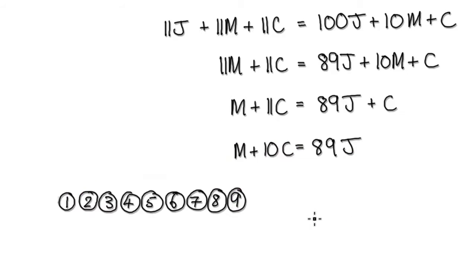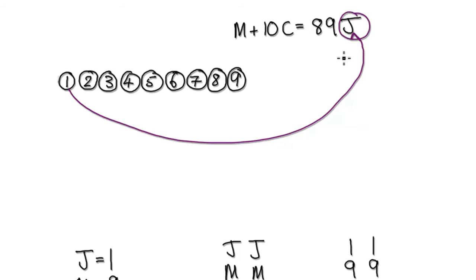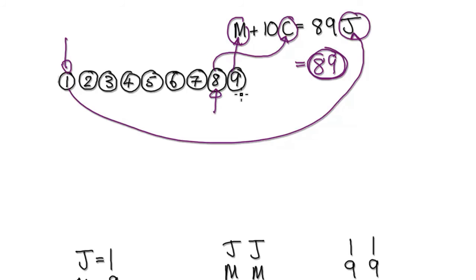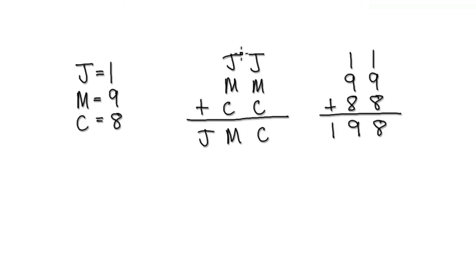So the point here is that the answer is to put the 1 into the J, and then that will give you 89. So you're trying to make 89. So put an 8 into here, that will then give you 80, and then put a 9 into here, that will then give you 89. So the answer is 1, 8, and 9. So remember the answer is J is 1, M is 9, and C is 8.